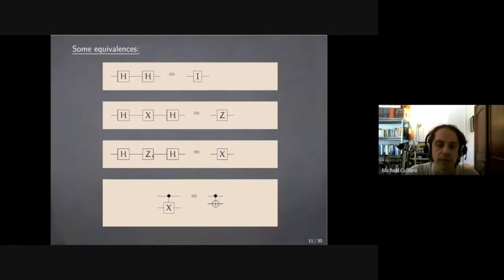If you take a Z gate and sandwich it between two Hadamards, that will effectively give you an X gate. And this one is more of a definitional equivalence, because a controlled NOT gate just is a controlled X gate, because X is a NOT gate, right? So it's just another way of writing it, you could say.